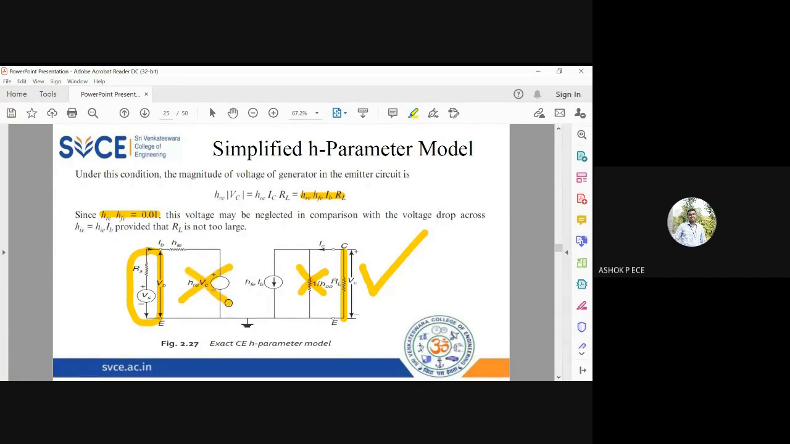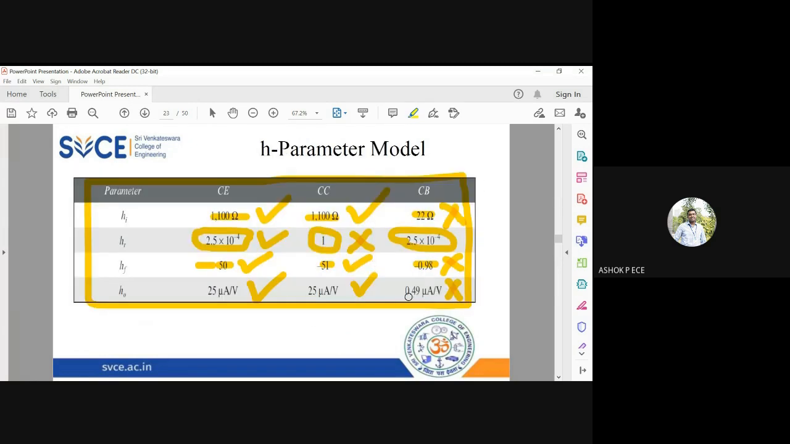Remember how to get the approximate H parameter model from the exact H parameter model. First assumption: at the input side, I am going to add a voltage source VS in series with RS. At the output side, I am going to add a load resistance RL. First, at the output side, you have two resistances in parallel and one resistance is very large. What is that resistance? 1 by HOE is very large. If you see the HOE value, it is in microamperes. If you take 1 by HOE, it will be 10 power 6 ohms, so 10 power 6 means mega ohms.